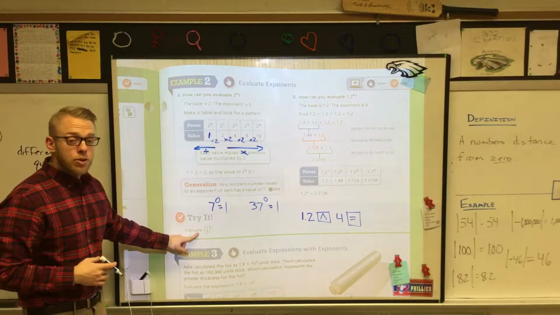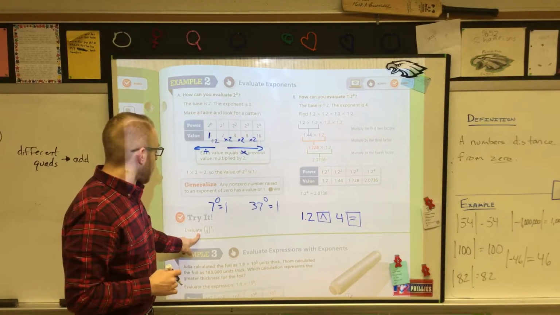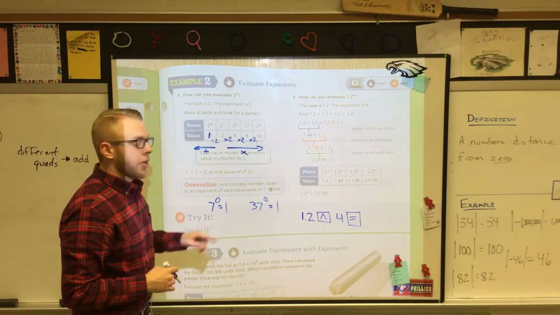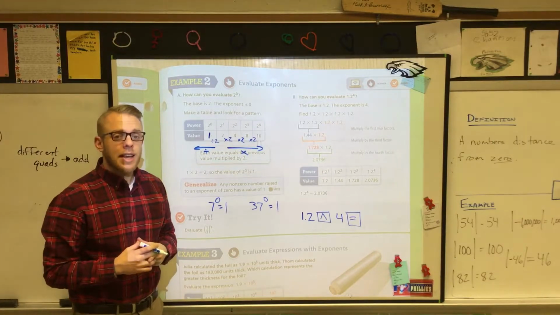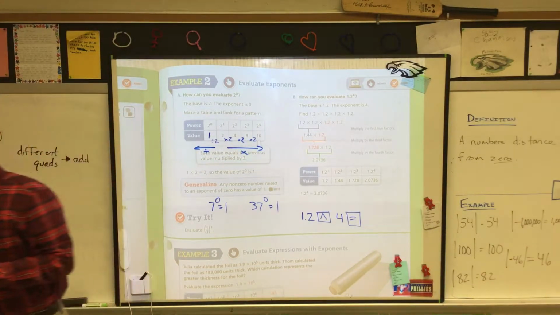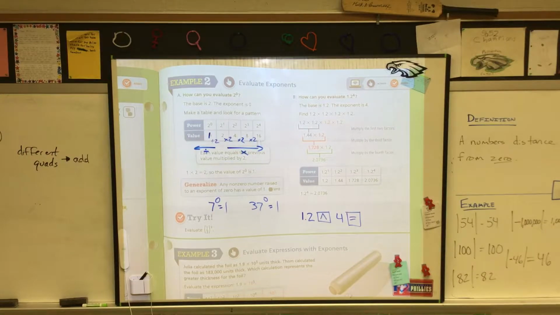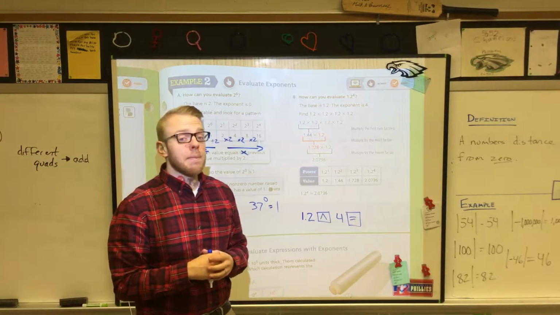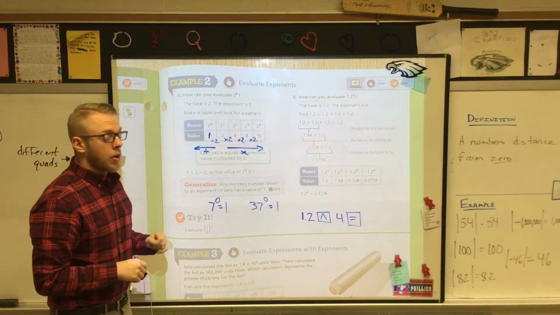So for the try it, and I want you guys to give this a try right now, we're doing 1/3 to the 3rd power. So I'll give you guys a second to think about that. Alright, so hopefully that was enough time. 1/3 to the 3rd power.